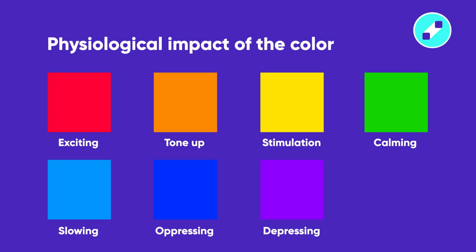Light blue calms down, reduces muscle stress and blood pressure, stabilizes the pulse and calms the breath. Blue calms down and then depresses, slowing down psychological systems. And purple combines the effects of red and blue, and depresses the nervous system.